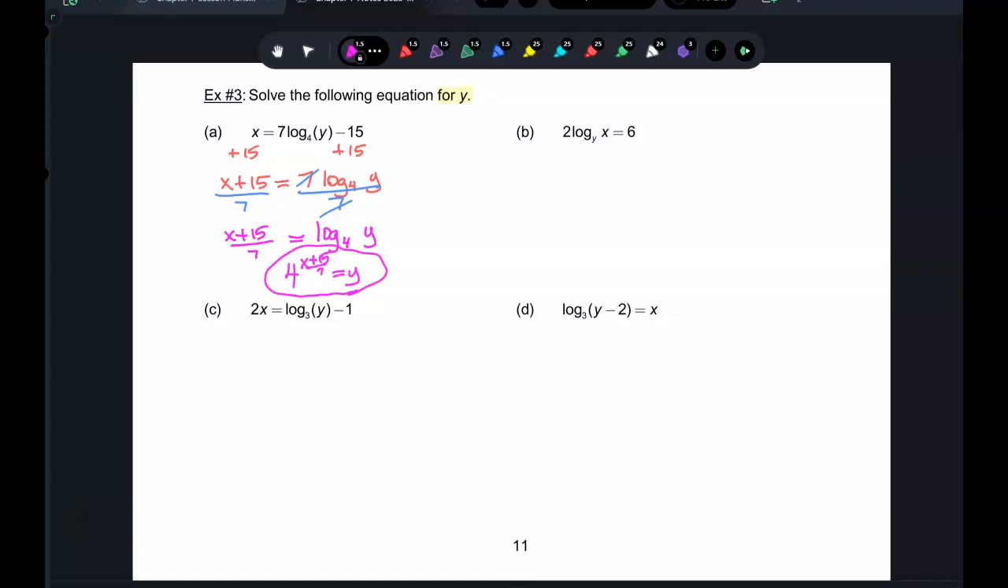Okay, I'll do it. First thing, what are we going to do? Divide by 2. So then you get log base y of x equals 3. Okay, here we go. Rewriting it in exponential form, y to the 3rd equals x. How do I get rid of a third power? Cube root. So y equals the cube root of x.